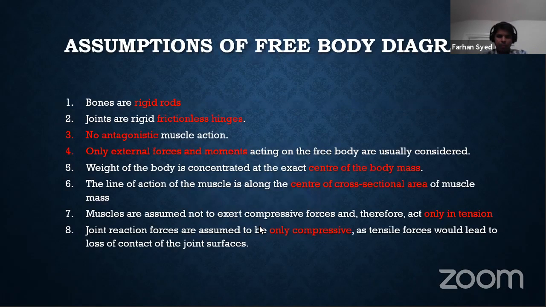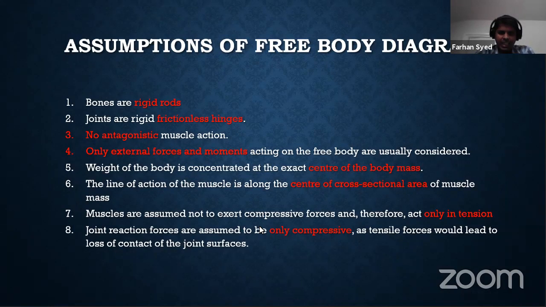Moving on to the next slide. The moment you are asked to draw a free body diagram, you have to just spit out or mention these eight assumptions that we are making. The eight assumptions are: bones are rigid rods, joints are frictionless hinges, there's no antagonistic muscle action. So you will see in your free body diagram that we are focusing on abductor forces. We have no mention of the adductor muscle or the adductor forces, which takes us back to the point that there is no antagonistic muscle action.